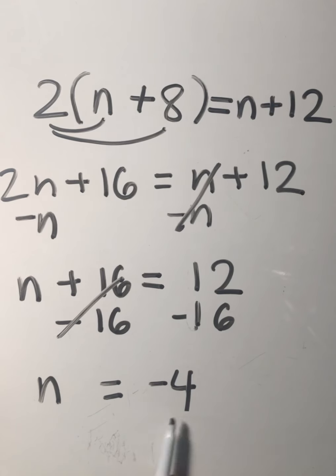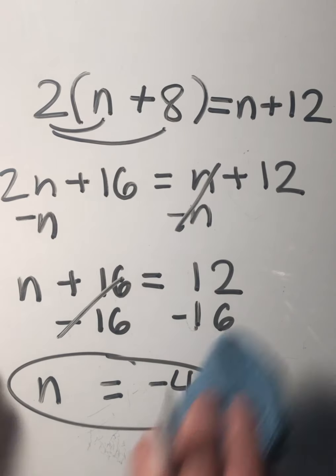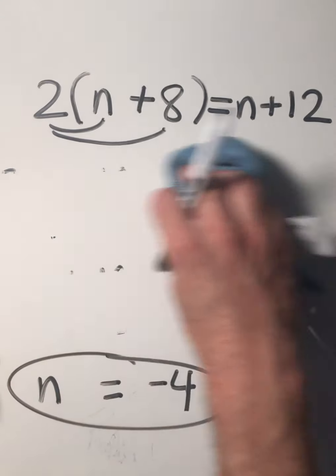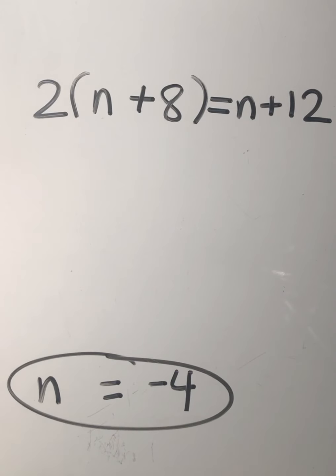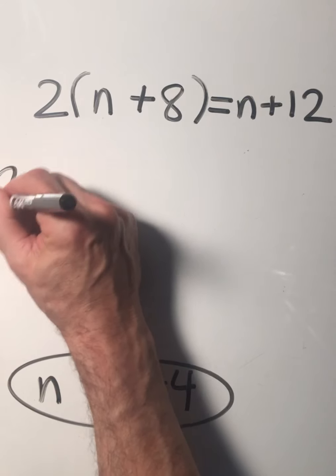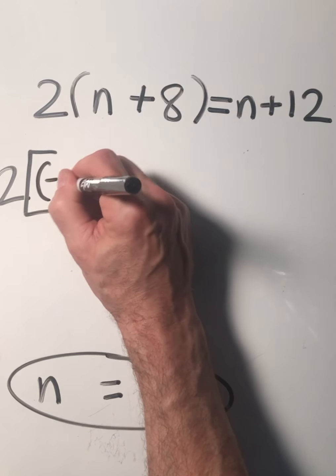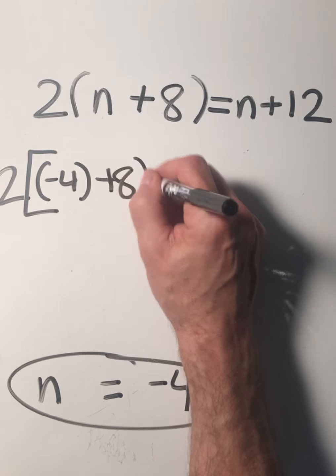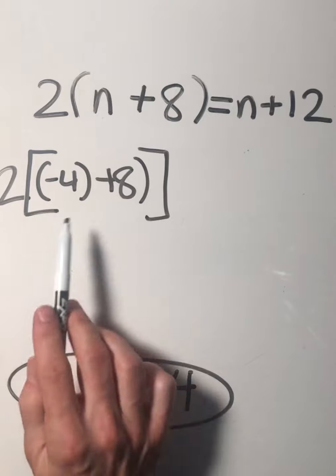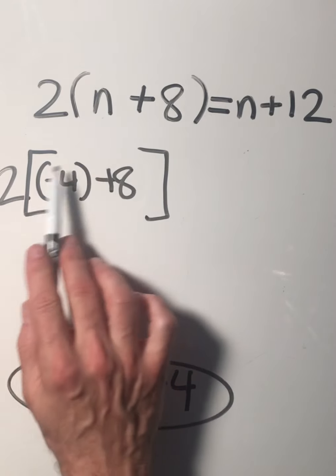We have n equaling negative 4 here, so that is my solution, but I'm never finished until I check it to make sure that it works. I'm supposing that n equals negative 4, so now I'll plug it in using parentheses. So 2, and I can use a bracket here if you want. Just to keep those parentheses together, if you like, rather than using double parentheses.